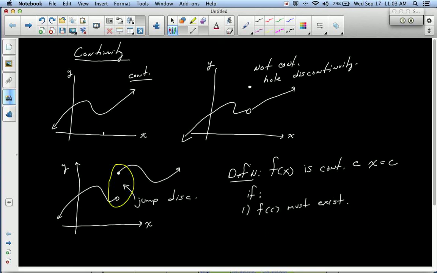So let's label this guy here as c. We'll call this c, and we'll call this c. So, yep, sure enough, there's a y value there. That one fits. No, but yes, there. So f of c exists, and again, f of c exists. So all three of them meet the first criteria. The second criteria is a little more strict. The limit as x approaches c of f of x must also exist. Okay, that must also exist.